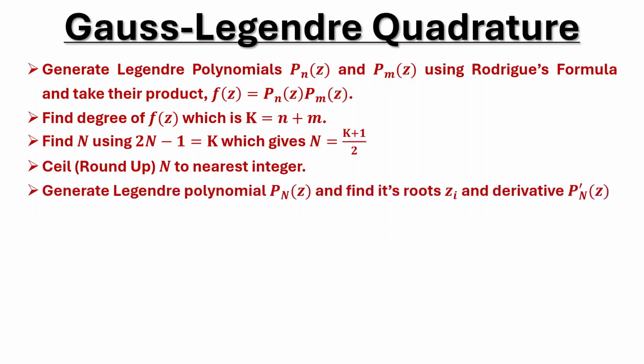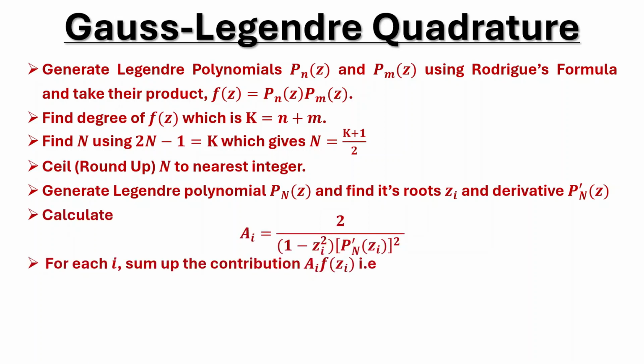Generate Legendre polynomial Pn of z and find its roots zi and derivative P prime n of z. Calculate ai. For each i, sum the contribution ai f of zi. That is, and in the last, display the result.